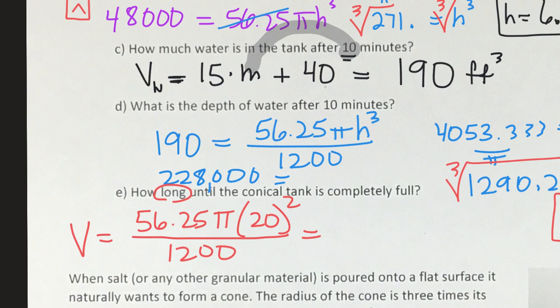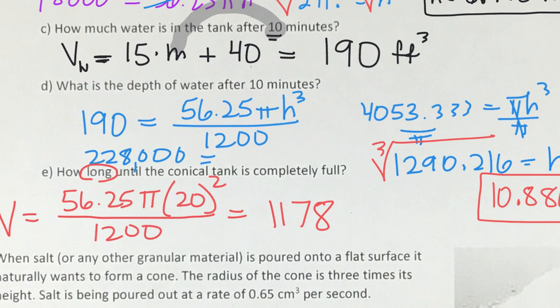It has a height of 20. So 56.25 times pi times 20 cubed divided by 1200 has a volume of 1178 and change. Okay, 1138.097 is the volume for a completely full tank.